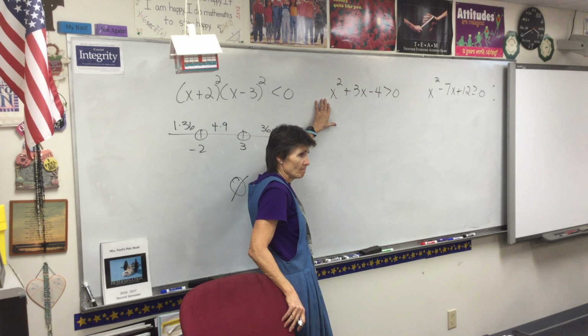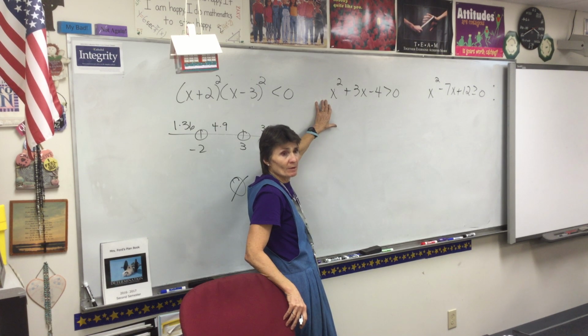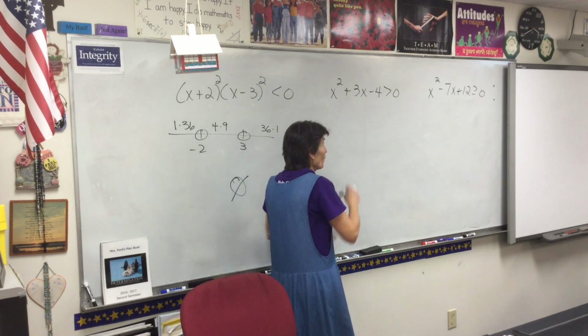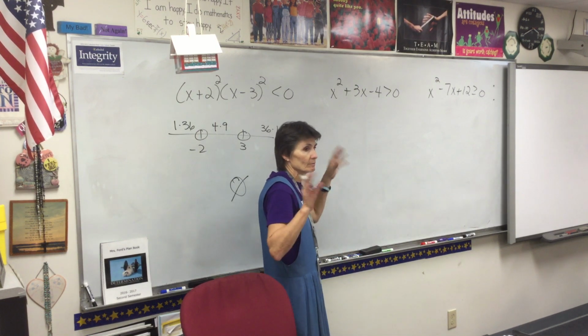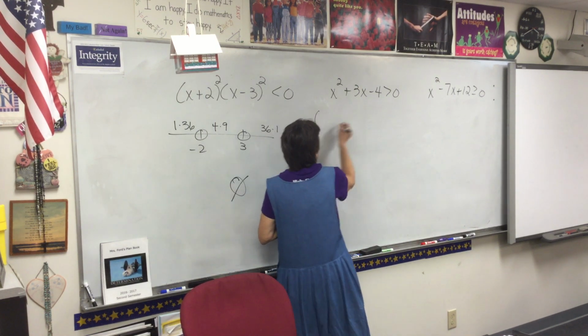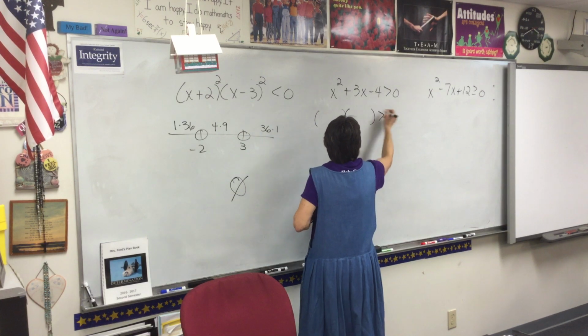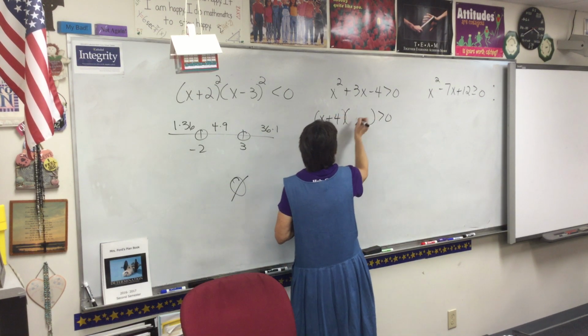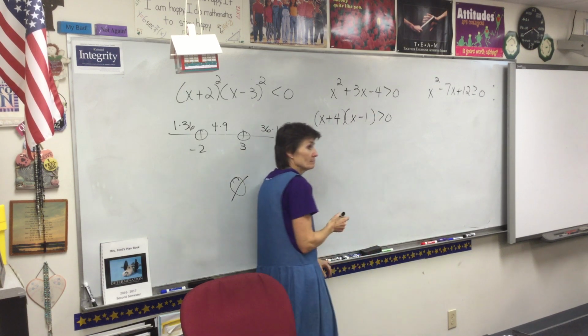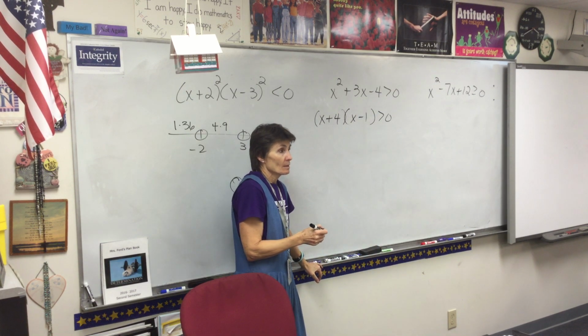This looks different. What do you think we might do to start? Factor? Factor. What a great idea. Exactly. These, by the way, when I give you these, they will always factor. I won't make you have weird radical stuff on these. These will all factor. So this factors into x plus 4 times x minus 1. Oh, that wasn't too hard.